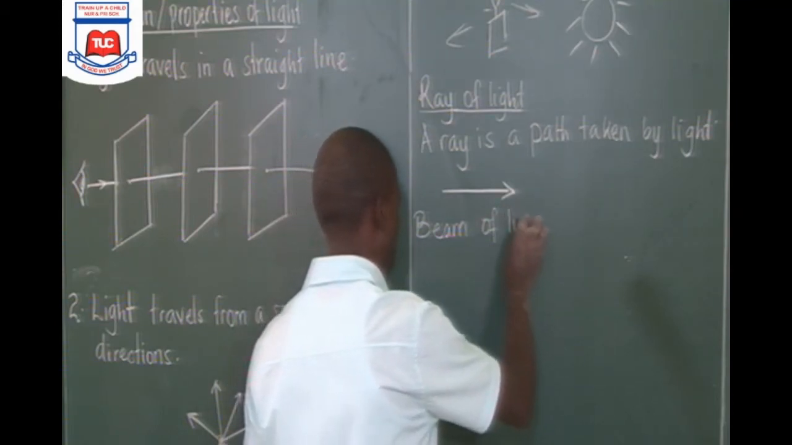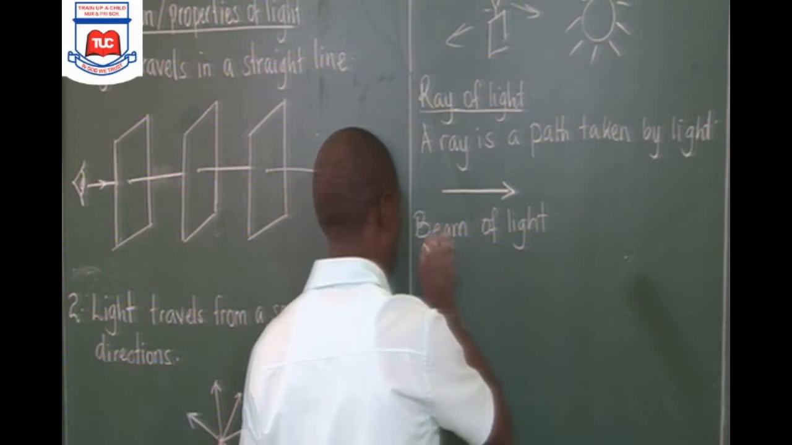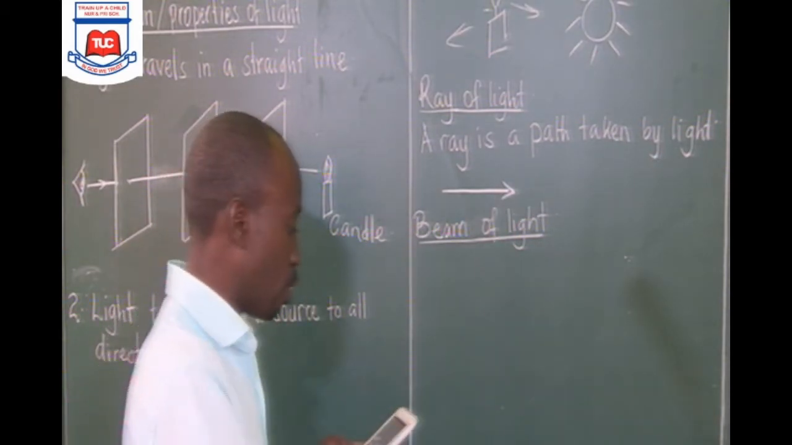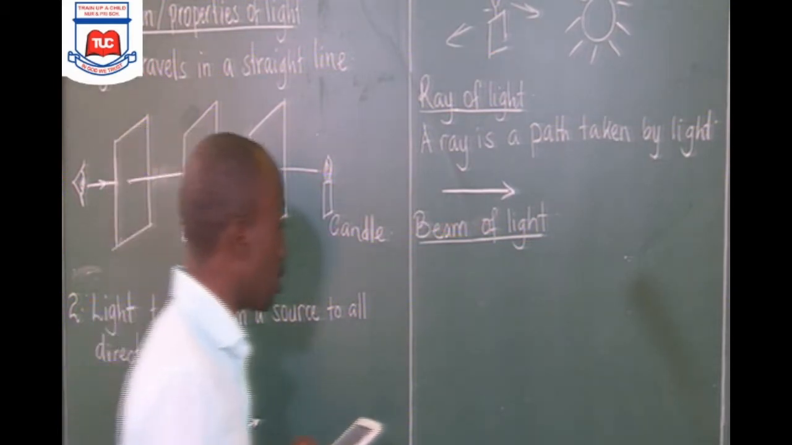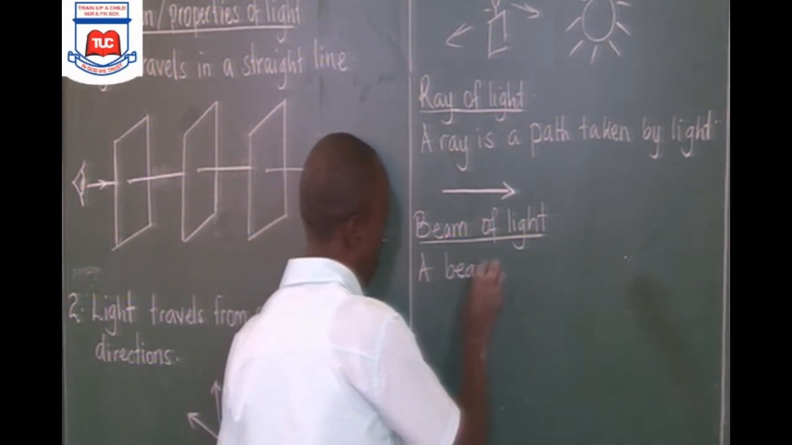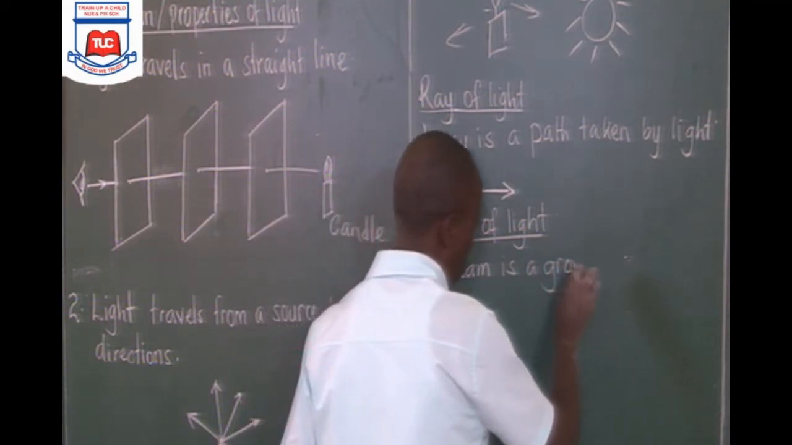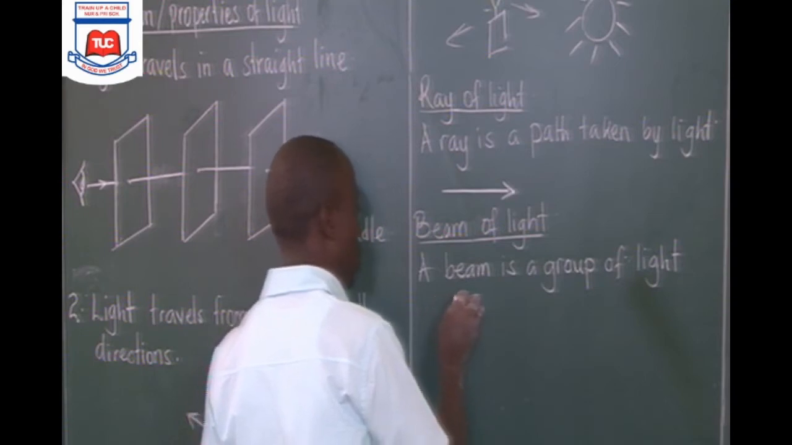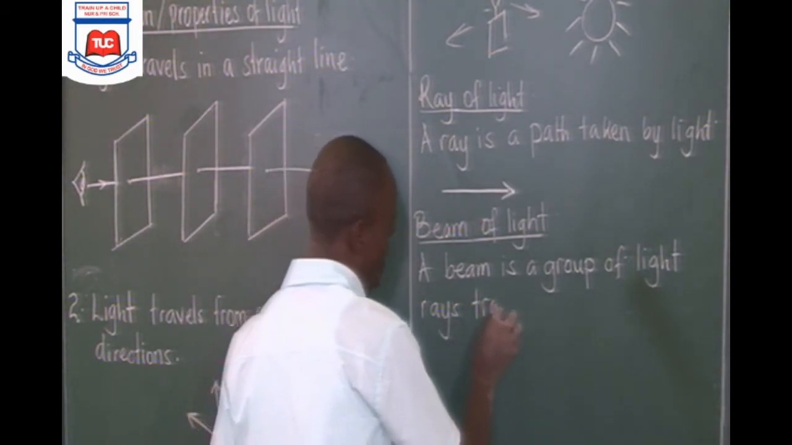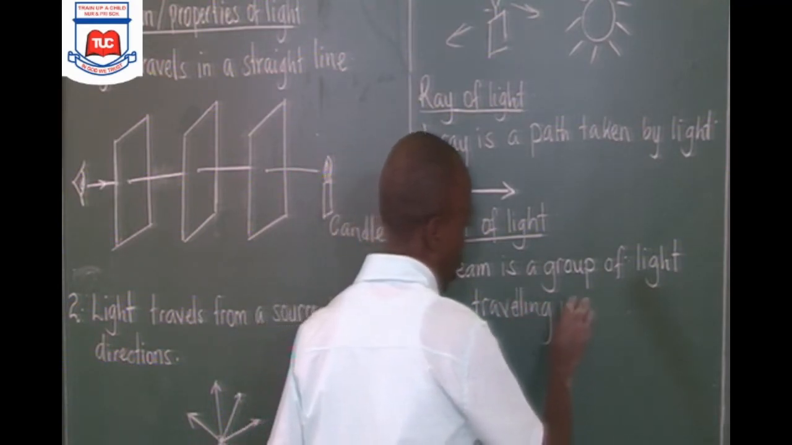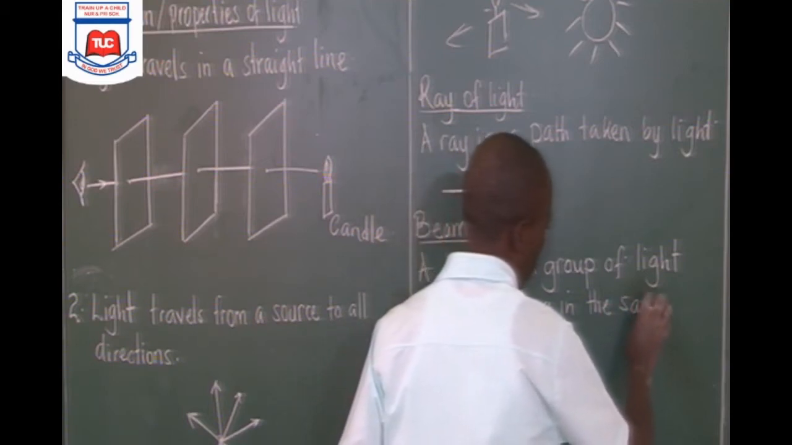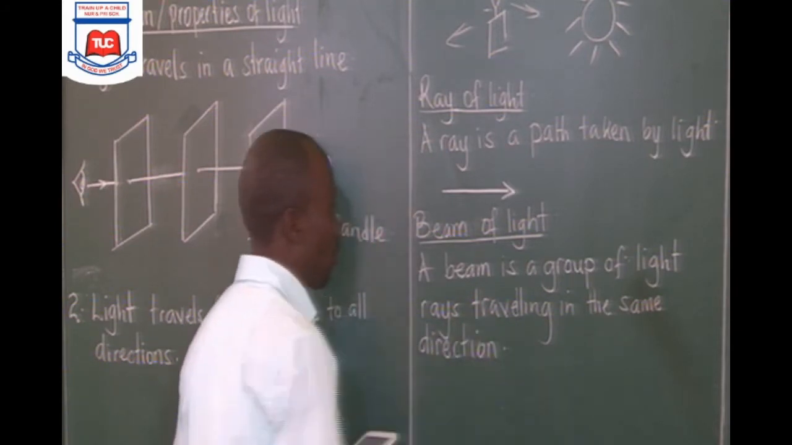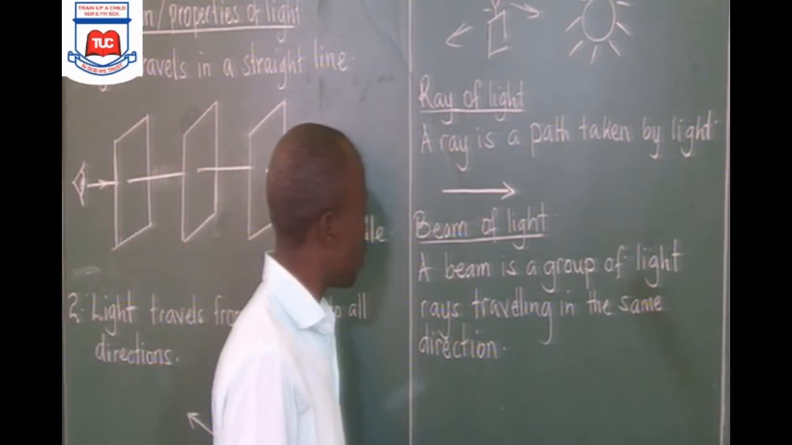A beam of light. What could be a beam of light? Let's first of all understand that. So a beam is always produced when light comes from one source, then it spreads, okay? So a beam is a group of light rays traveling in the same direction. A beam is a group of light rays. That means there are more than one ray. Light rays traveling in the same direction.